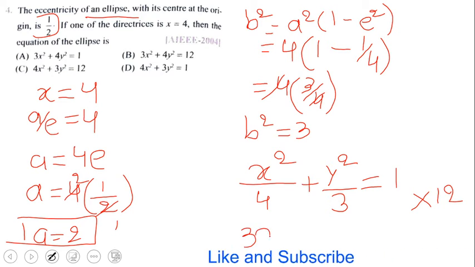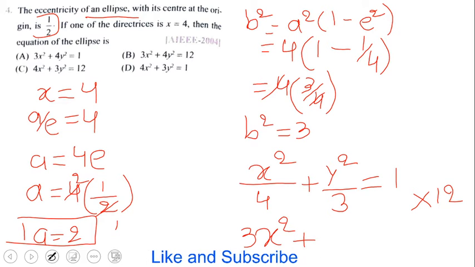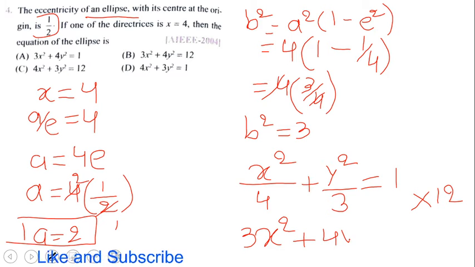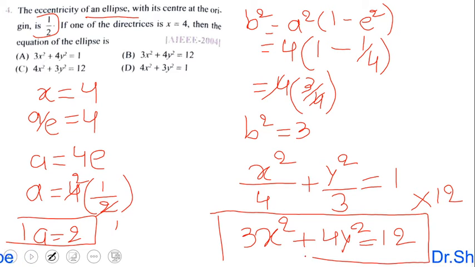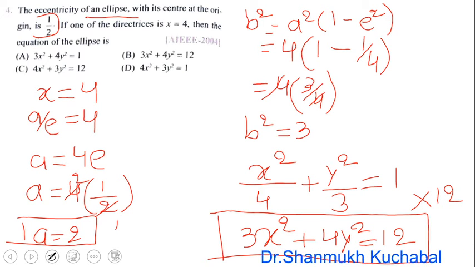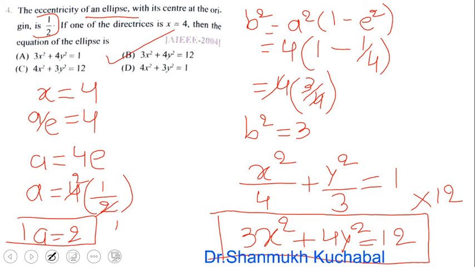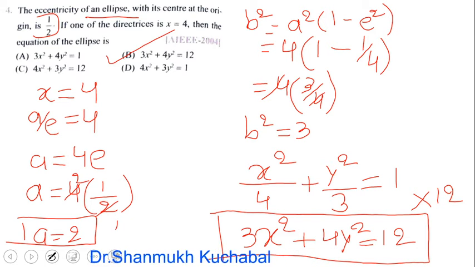So I am going to get 3x square. Next, 3 4s are 12. So I am going to get 4y square equal to 1 into 12. I am going to get 12 here. So this is the required equation. So this option we have to search. Yes, clearly option B is the right answer here. B is the right answer. So like this we have to simplify. Okay, we'll move to our next example.